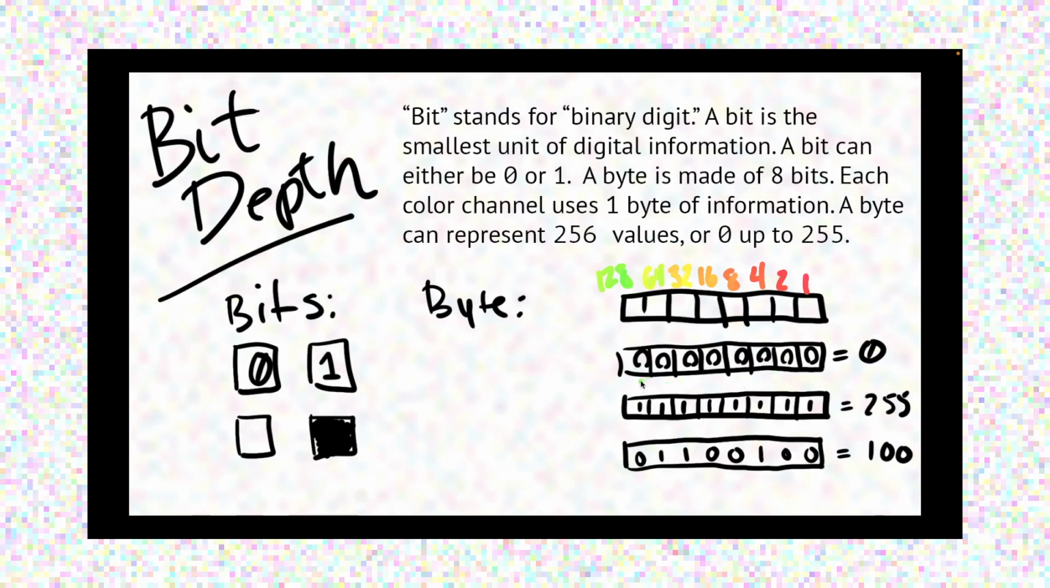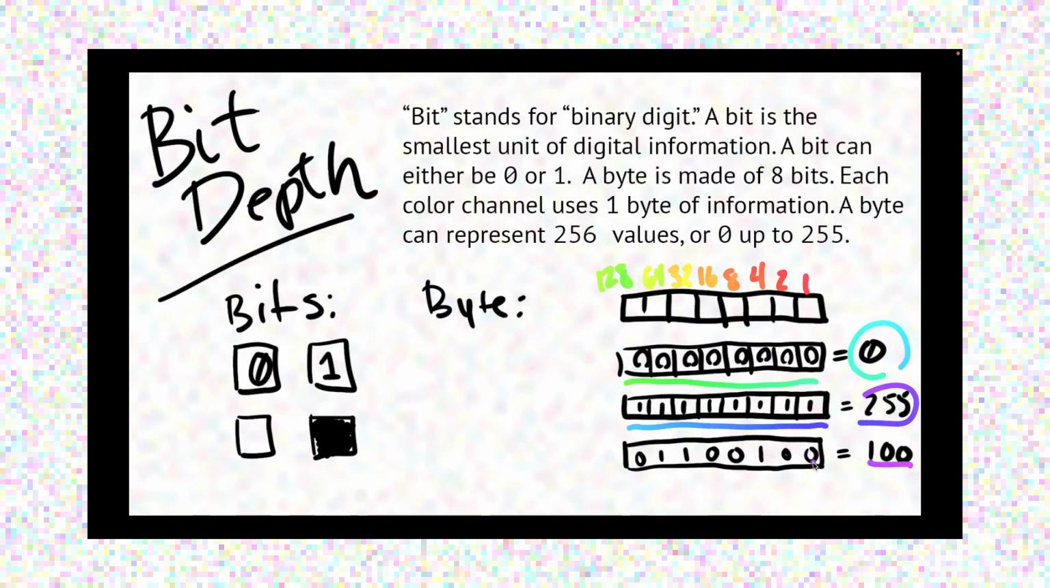So for example, here we have every bit in our byte is 0, so we get 0 here. In this byte down here, every single bit is 1, and so that adds up to 255. Down here, we have something else. We have the value 100. And so let's see how we get there.